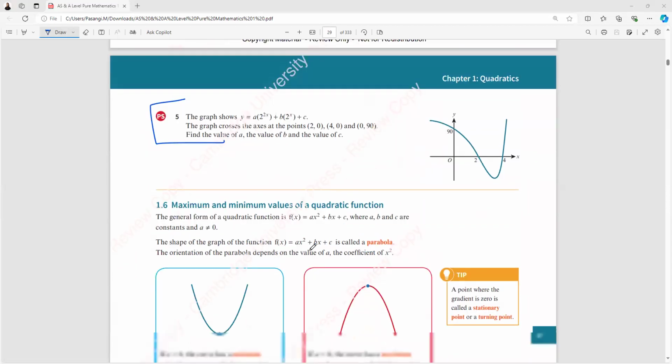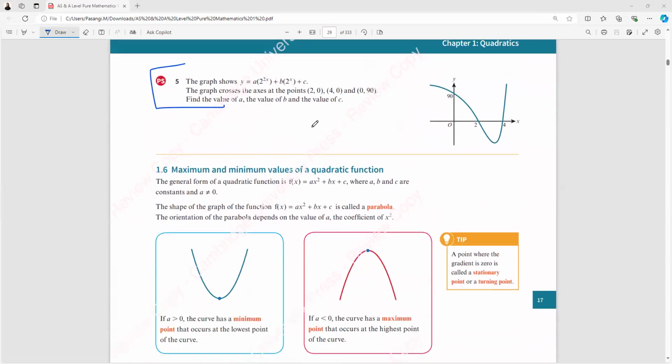Maximum and minimum values of a quadratic equation. Normally, if it's a line, it's straight. Now for quadratic equations, we have a parabola, a U-shaped curve or a V-shaped curve. That's how the graph looks for these quadratic equations or quadratic functions. For this shape, we call it a parabola.